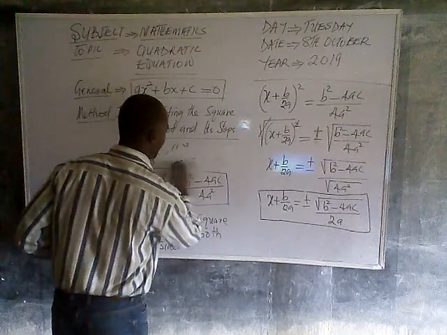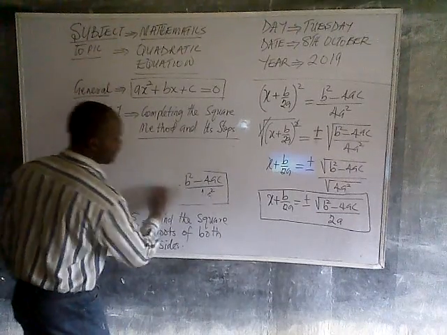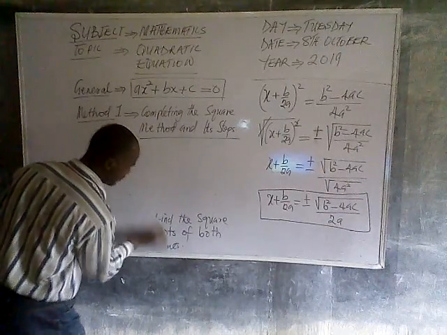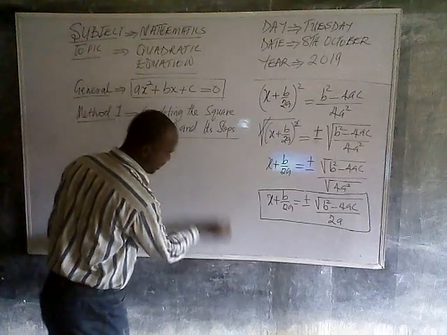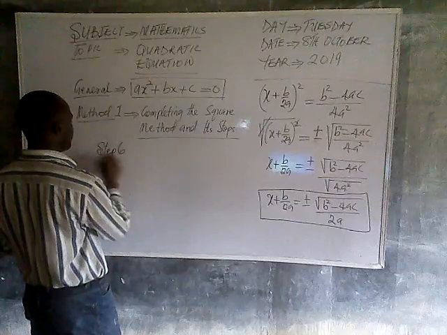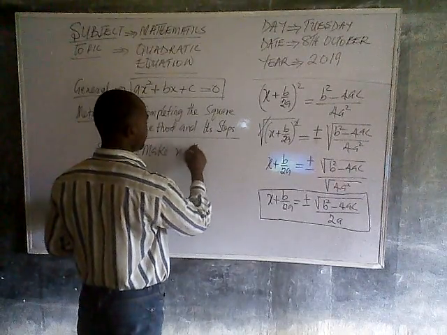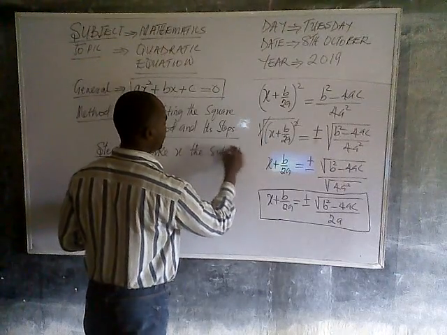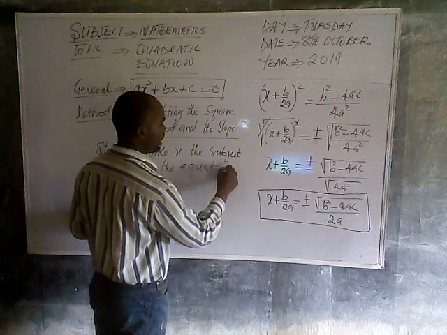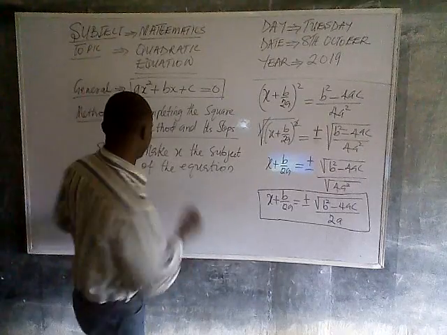Step 6. Step 6, make x the subject of the formula and we find the roots. Quickly, we make x the subject of the expression. Step 6 here says make x the subject of the equation. Either you use equation or expression, it doesn't really make any difference, okay? So that's what we're going to do.